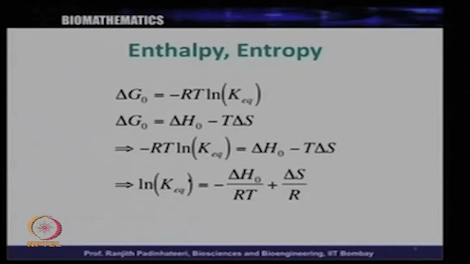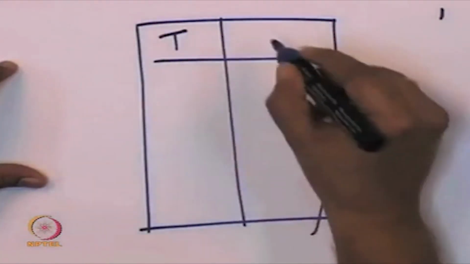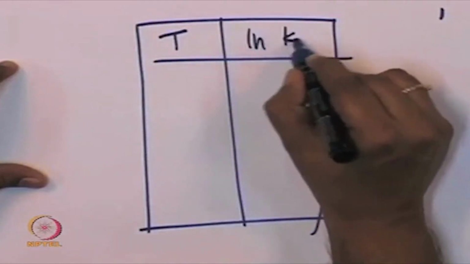So, essentially, one can imagine doing an experiment where you keep a temperature at 25 degrees Celsius and do the reaction A going to B, and when it reaches equilibrium, calculate the ratio of B and A concentrations and you will get k equilibrium. Let us write it down. Let us think of a table. If you do this experiment, you can draw a table: temperature versus ln k equilibrium.